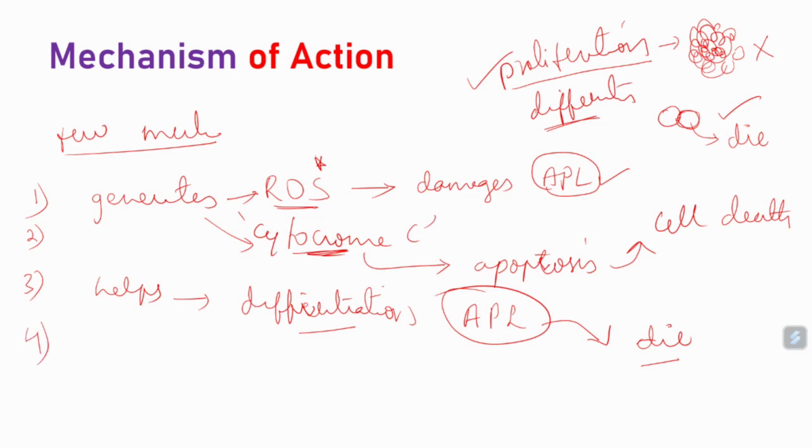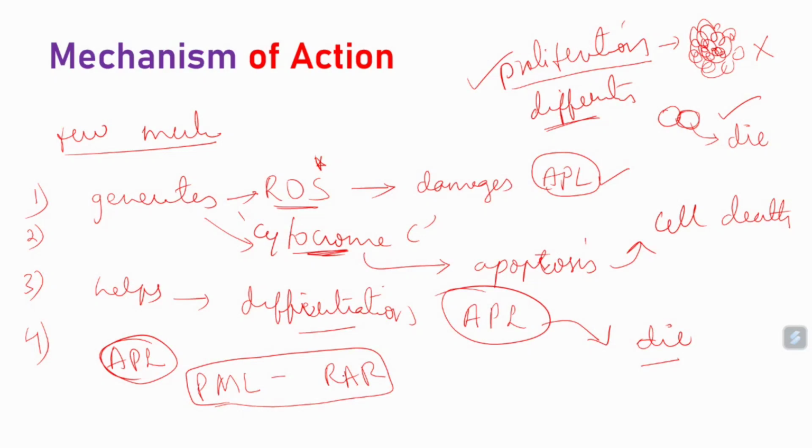And the fourth mechanism is a very, very important mechanism. In acute prolymphocytic leukemia, in APL patients, the PML gene and RAR gene are fused. Due to the fusion of the PML and RAR genes, it produces a protein called the PML-RAR protein.